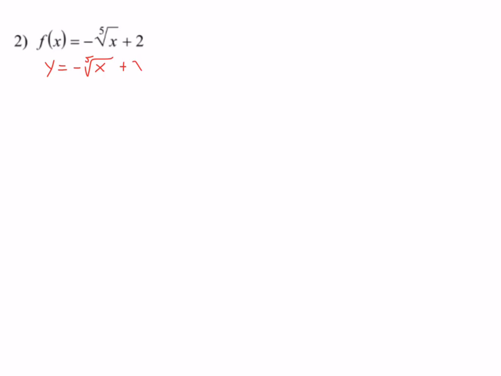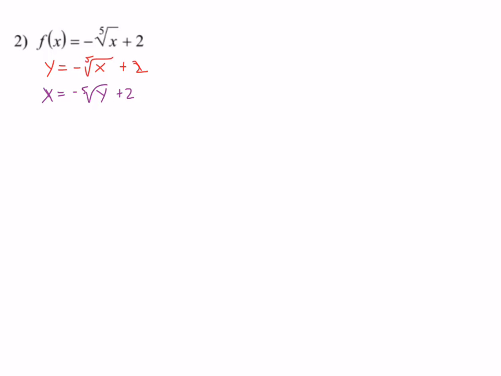Like we said, x and y switch places. So x equals negative 5th root of y plus 2. We have to get y by itself again. Whenever we solve in algebra, everyone's heard of PEMDAS, right? Please excuse my dear Aunt Sally. When solving with algebra, you actually do the inverse of PEMDAS when you're trying to get the variable you want by itself.